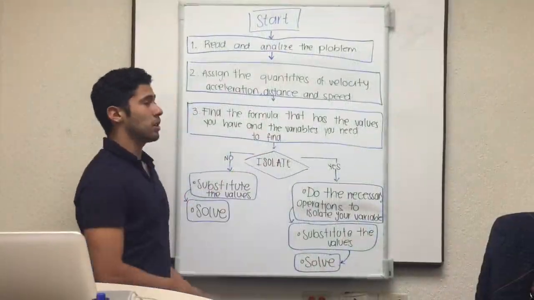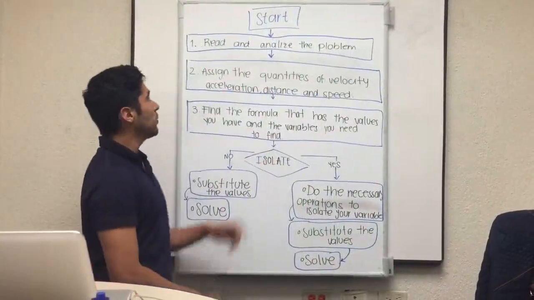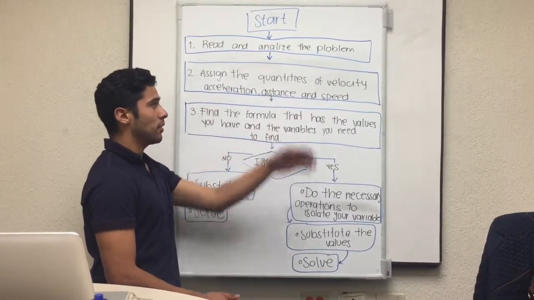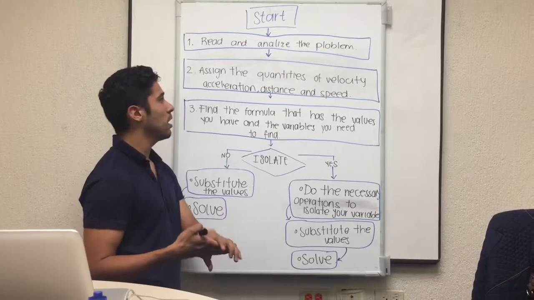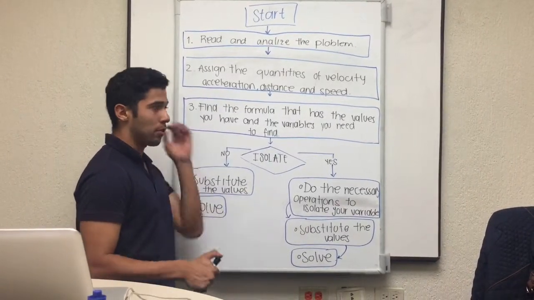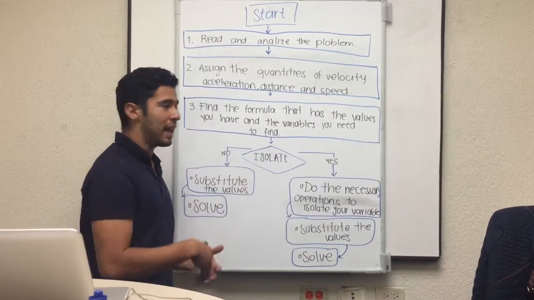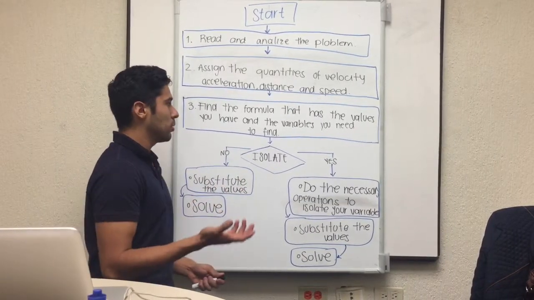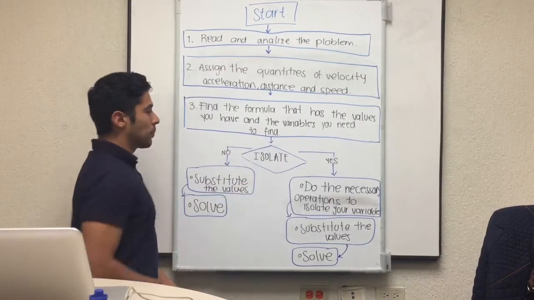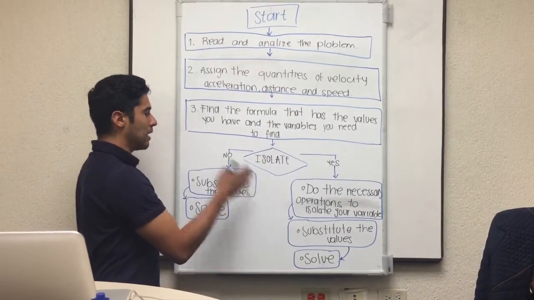Well, this is a flow chart. The first thing you have to do is read and analyze the problem. Then you have to assign the quantities of velocity, acceleration, distance, and speed. Then you have to search for a formula that has the values you already have and the variable you need to find. Then we have a condition: do you have to isolate the formula, yes or no?